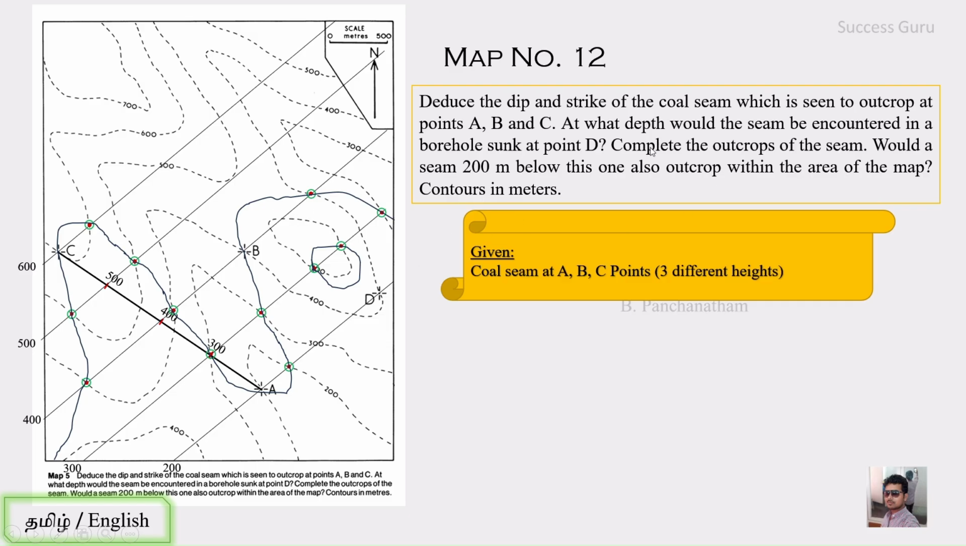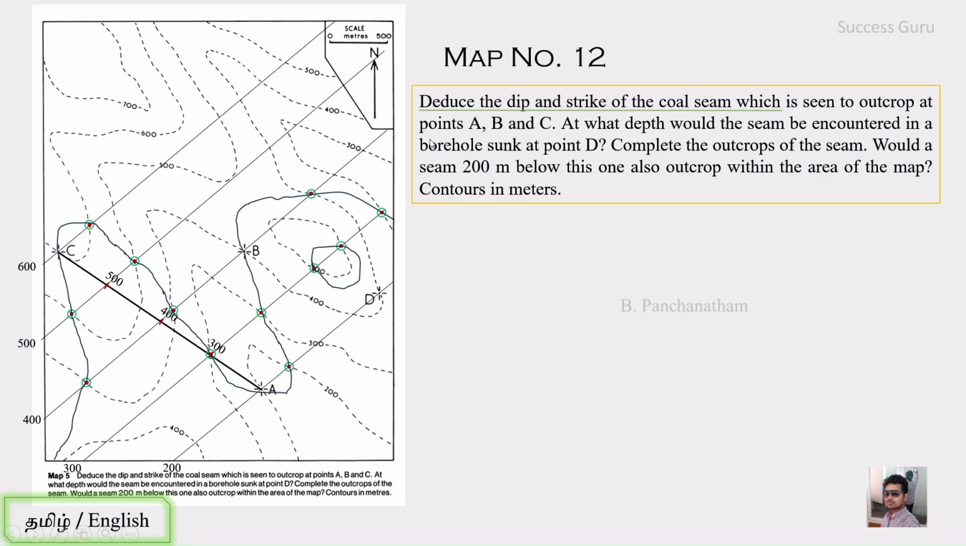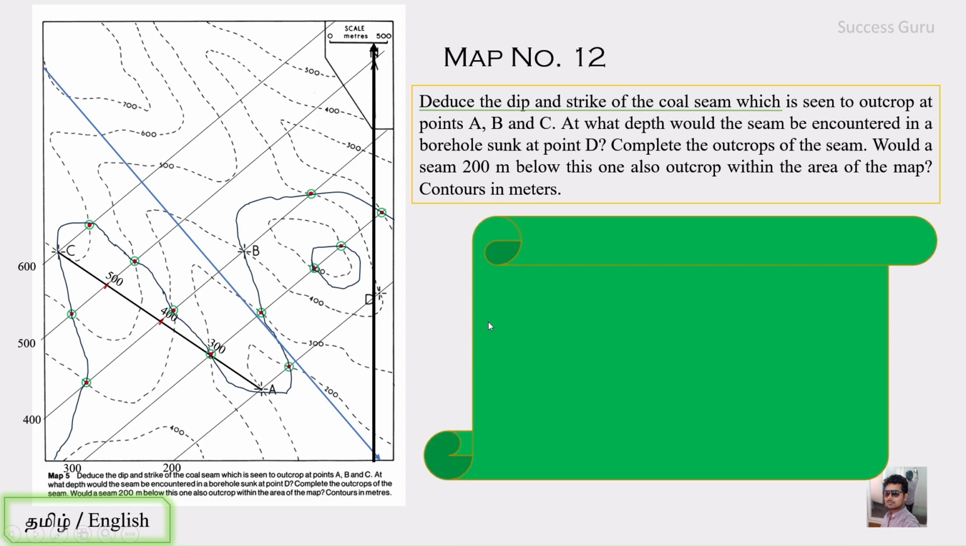So one question is solved. What is the next question? They have asked for deducing the dip and strike of the coal seam. As we have drawn the strike, we know dip will be perpendicular to the strike. So this will be the strike direction. What we have to do is calculate the strike direction. And this is the north line which is given in the map. We have just extended it all along the map, so we can use this line for our reference.